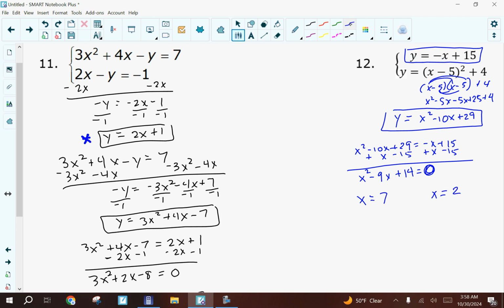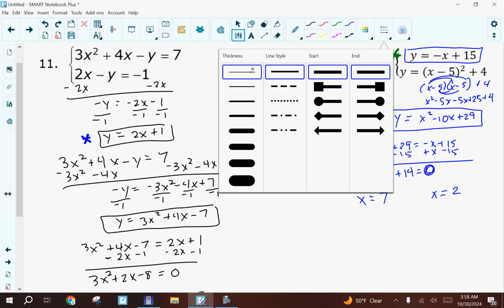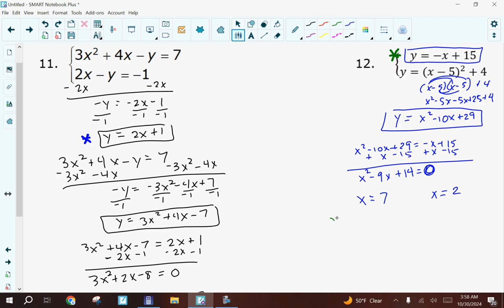So I'm going to go ahead and plug that into the top one here, since it doesn't have any exponents. So I have y equals negative parentheses plus 15. So we're going to put in a 7 here. So negative 7 plus 15 is 8. So (7, 8) is one of the answers. And then the other one looks like it's going to be y equals negative 2 plus 15 is 13. So the second answer is (2, 13).